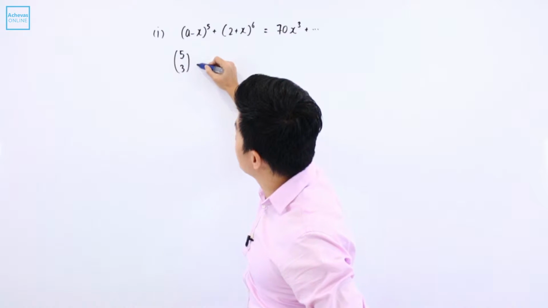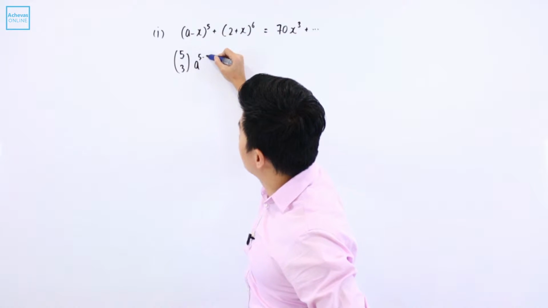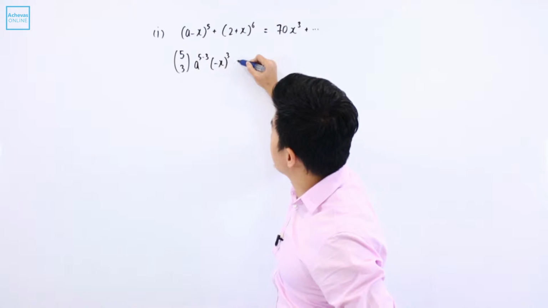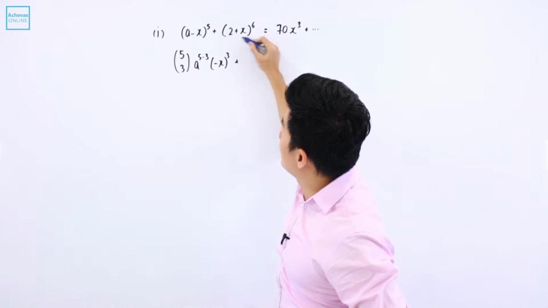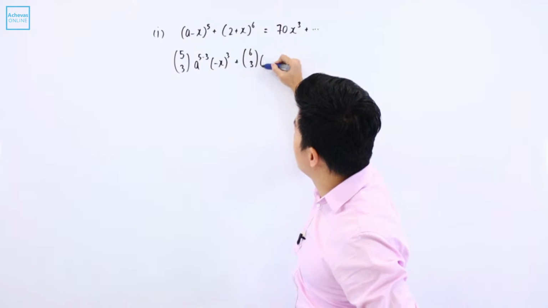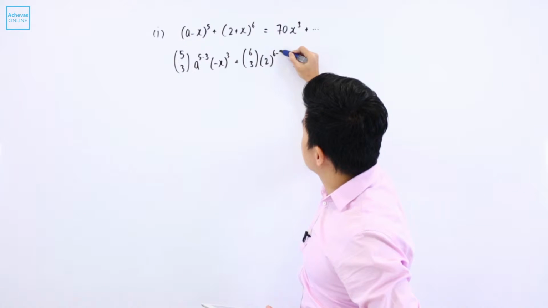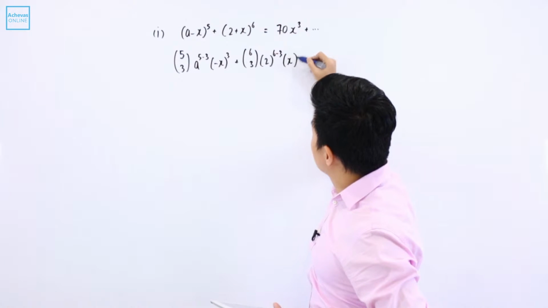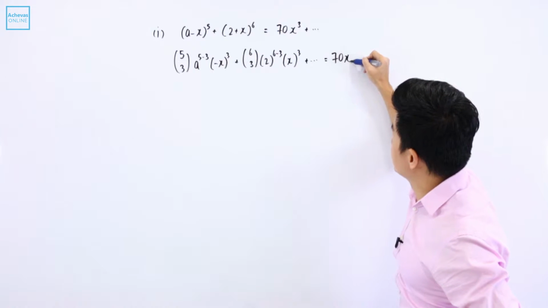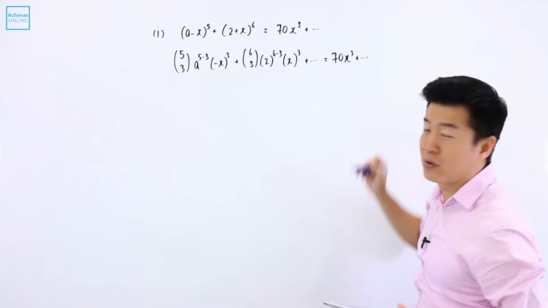5 choose 3, then a to the power of 5 minus 3, minus x to the power of 3. And extracting the x to the power of 3 terms from this, that term should look like 6 choose 3, then 2 to the power of 6 minus 3, and x to the power of 3. This is equal to 70 x to the power of 3.